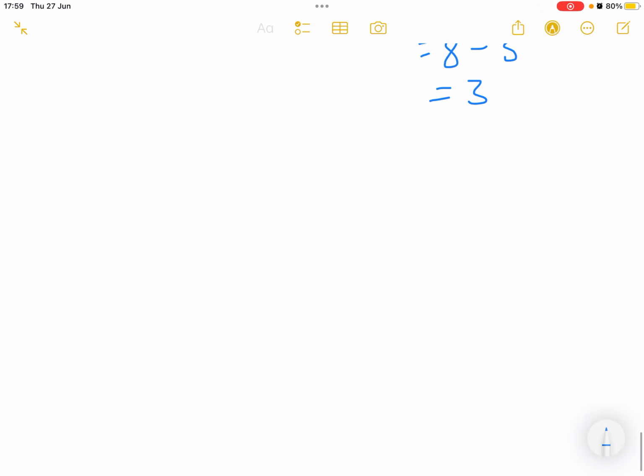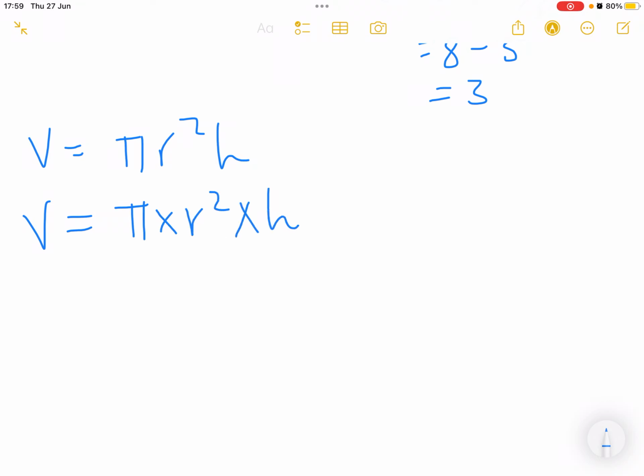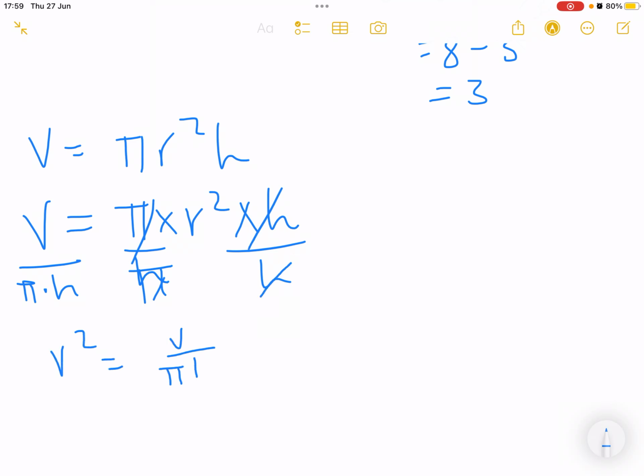If you're given v is equal to pi r squared h, well, with this one, you can simply say, I want to get rid of everything that is next to the r. But what is next to the r? That's pi times r squared times h. Then I divide by h, divide by pi, and I divide by pi times h. Then I get that r squared is equal to v over pi h.